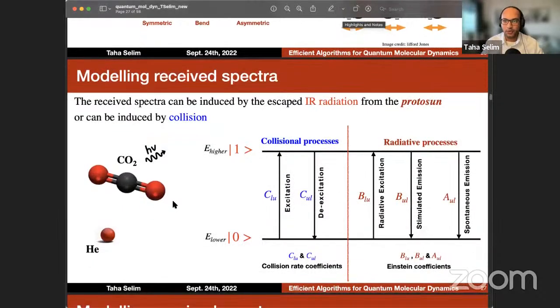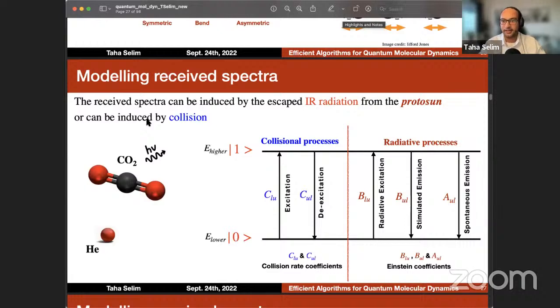Now let's come to the famous question: how would people extract or use information from the spectra, and why is there a problem in doing so? So the main problem is, here it comes. The spectra they receive from any molecules in these distant interstellar clouds can be induced by two main operations, either by the IR radiation from the protosun, or by collisions.